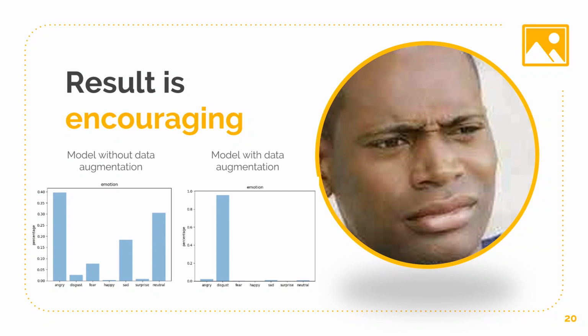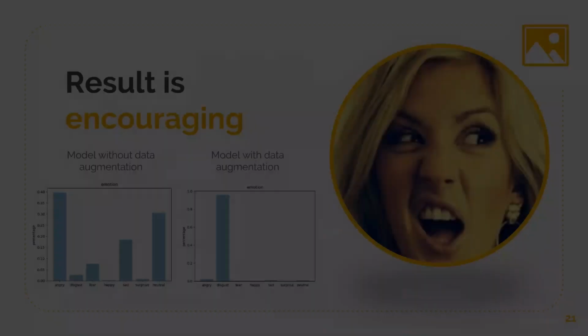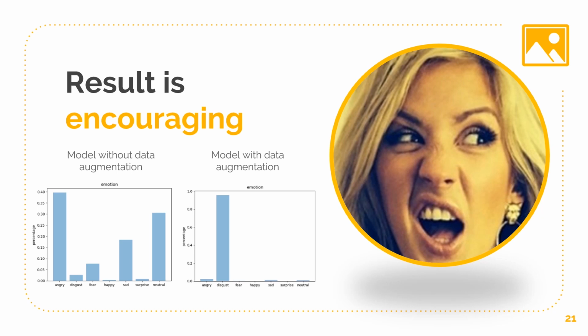The data augmentation result is encouraging. We compare the model trained without data augmentation and the model with data augmentation. For example, for the photo shown on the right-hand side, the model without data augmentation cannot clearly classify its emotion. However, with the data augmentation, it is clearly able to identify this expression as disgust. We tried a couple more examples, and we found the same result.